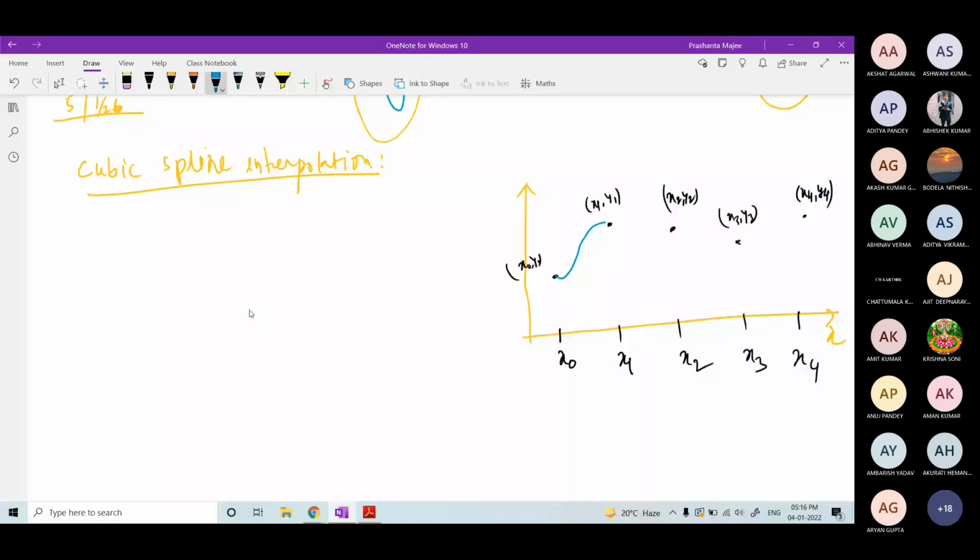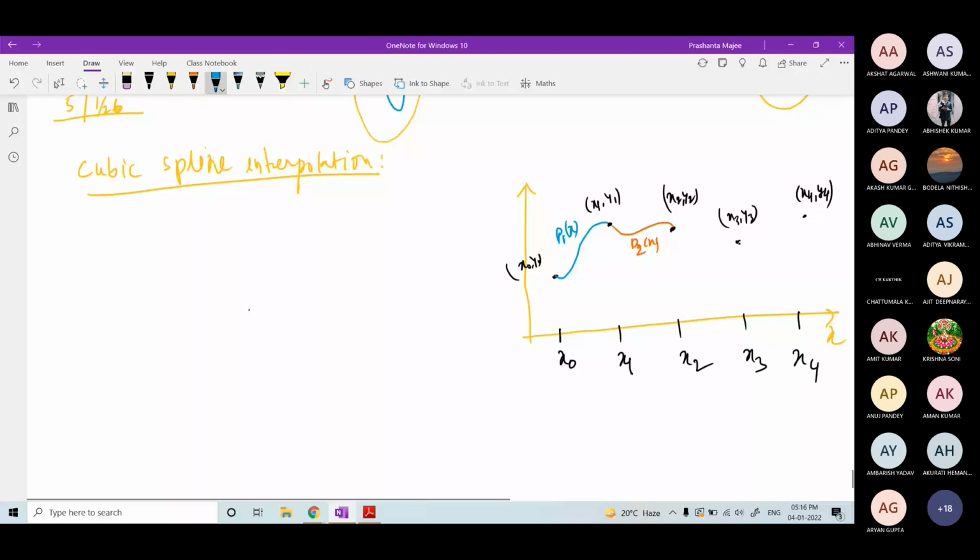So suppose that is P3(x). This is P3(x). And the last two data, they also will be connected by a third degree polynomial, that is P4(x). So in each sub-interval, the data points are connected by a third degree polynomial. So what is the total degree of the complete polynomial starting from x0 to x4? It is of degree 3.